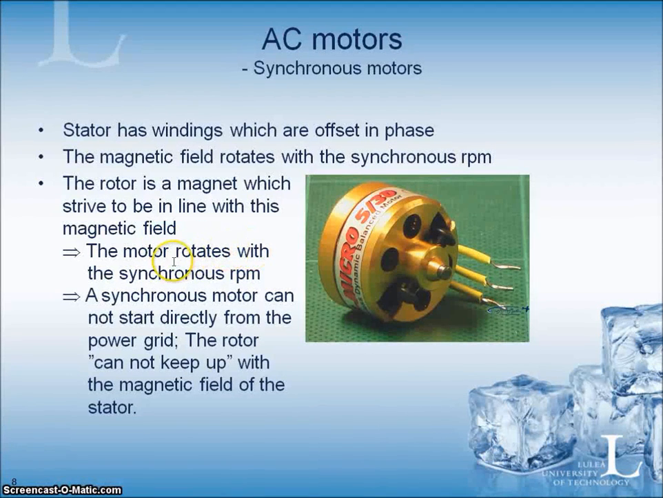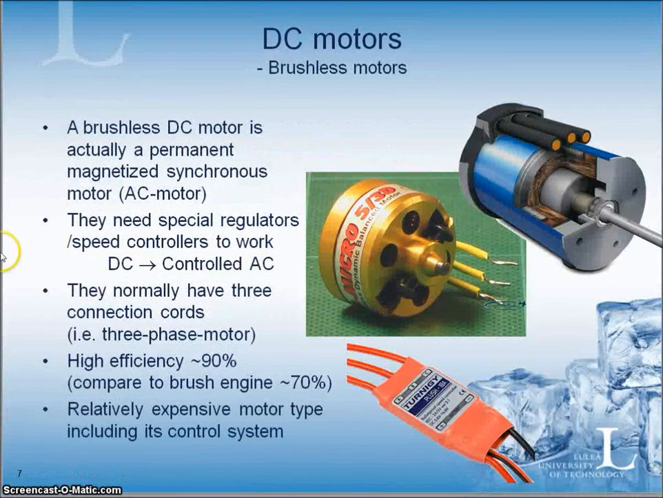The motor rotates with this synchronous RPM, and a synchronous motor cannot start directly from, let's say, the power grid. The rotor cannot keep up with the magnetic field, and it will just bounce back and forth, and it won't start to rotate. What you do with the brushless DC motors is use a speed controller that adjusts the frequency so it allows it to start, and then it just continues to rotate faster and faster.